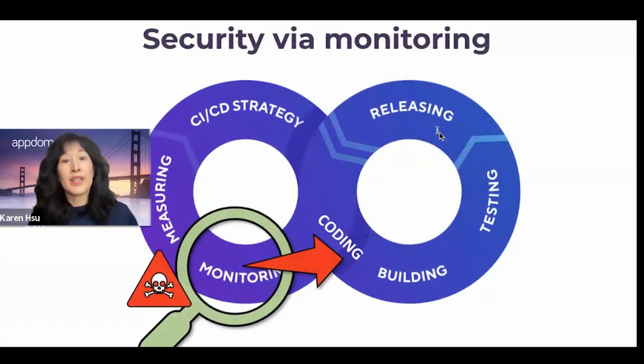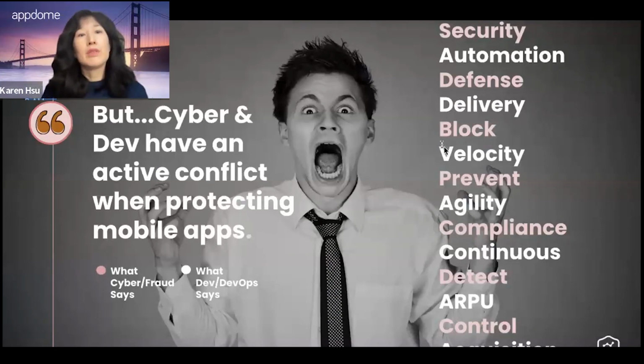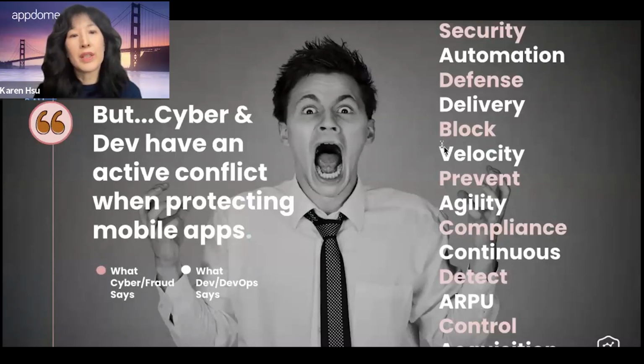And this is where you find another issue. And that issue then has to be again addressed by development, and development has to decide, do we fix this, which could potentially delay the release. So all of these conflict points that we just talked about create this inherent strain, or this conflict between cyber and dev when protecting mobile apps. Cyber is saying, hey, we need security, we need defense, we need to block these attacks, prevent these hackers from coming in, and comply with the many regulations that we need to comply with.